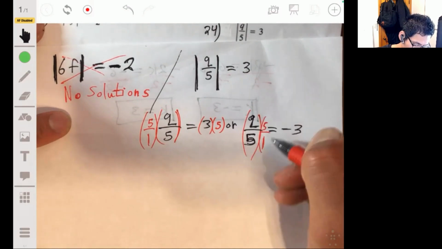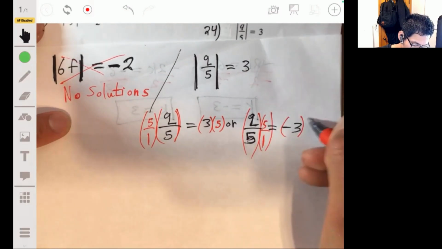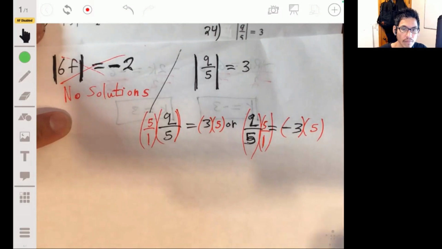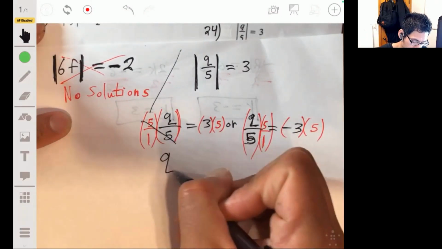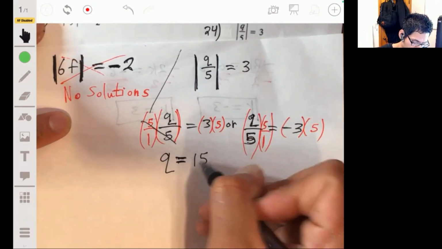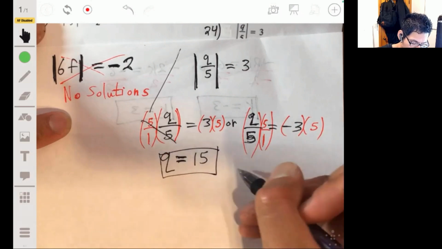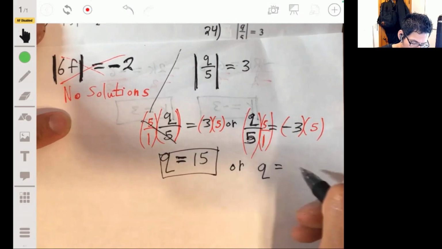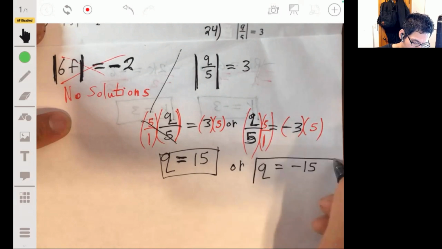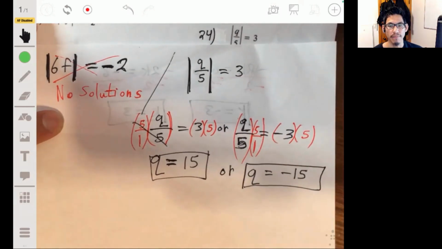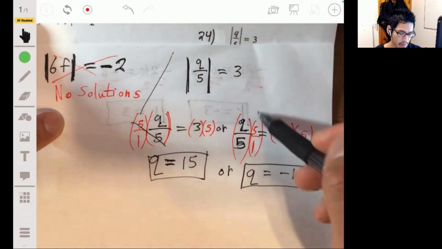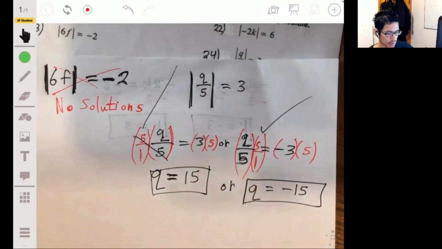I probably don't need to write it over like this, but whatever. And you get q equals 15, or q equals -15. Bang. There you go. All right.